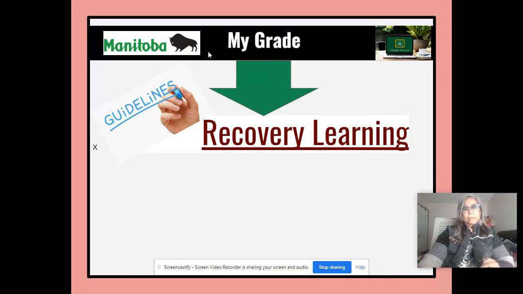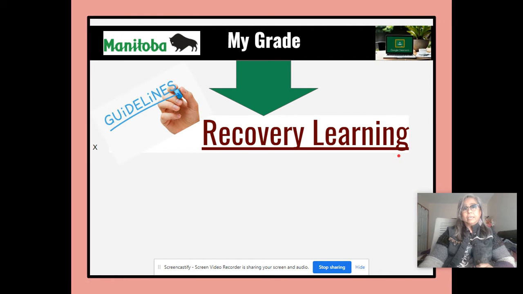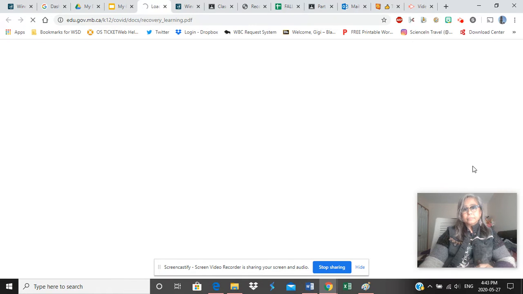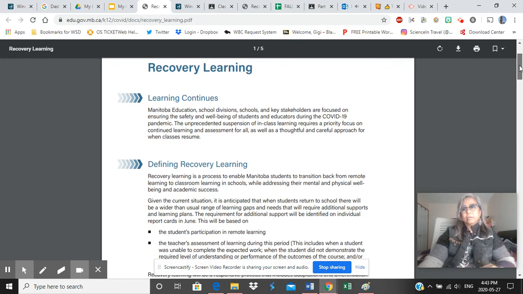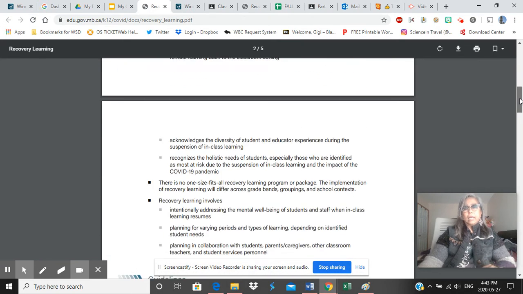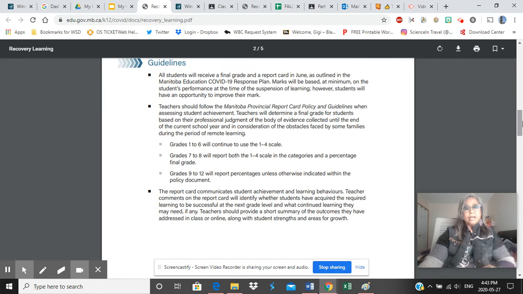On my end, I'm sure it's also true for all teachers here, we are always guided by these guidelines in the recovery learning document of Manitoba Education. Okay, so what is in here? This is what guides my marking and my doing of the report cards.